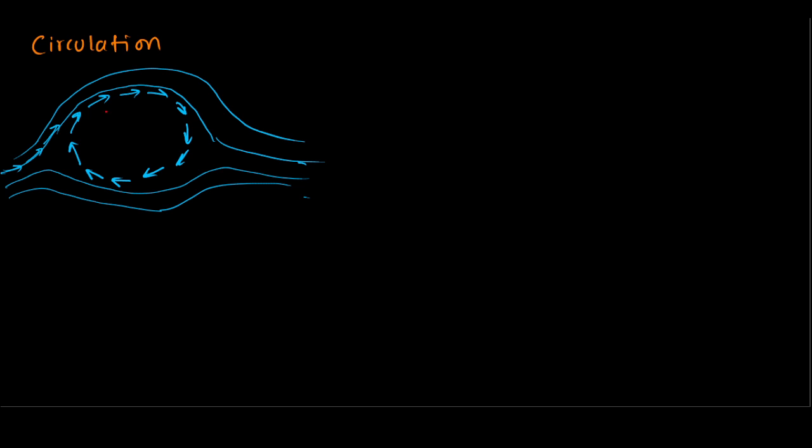And let's say I take a circle at this point. So this is my curve, and I have the velocity v at each point, and the small distance which I move is dx. If I do a circular integration of v dot dx, this mathematical quantity which I get denotes the circulation.